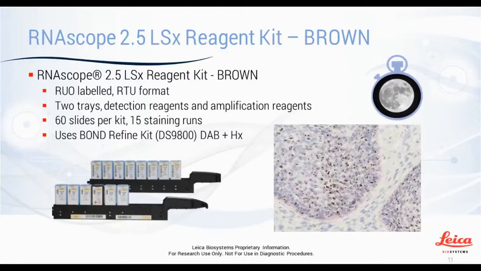The brown kit uses the same DAB and hematoxylin that is also used in the Bond Refine kit. So those of you who already use Bond will see that it has that similar look and feel to make it easier for you to assess.